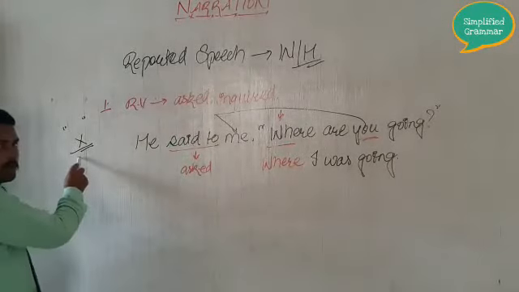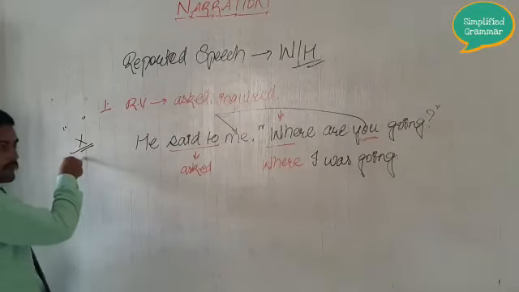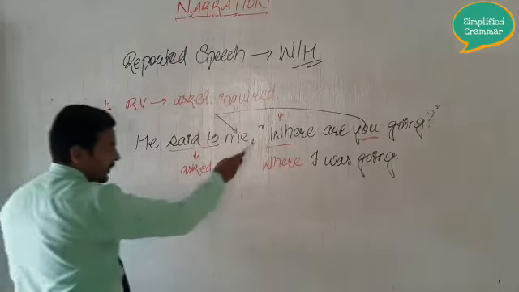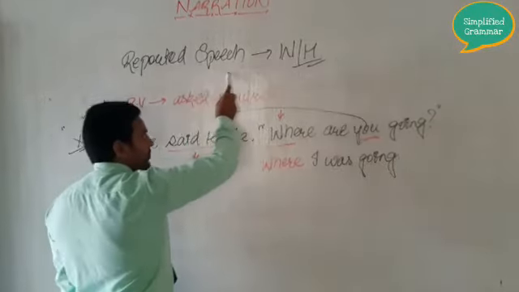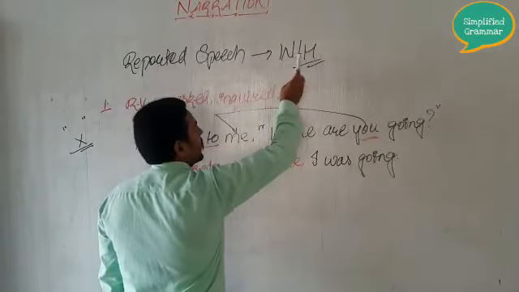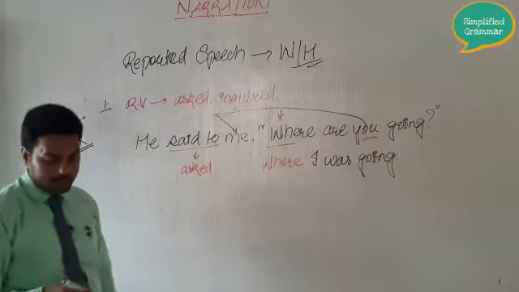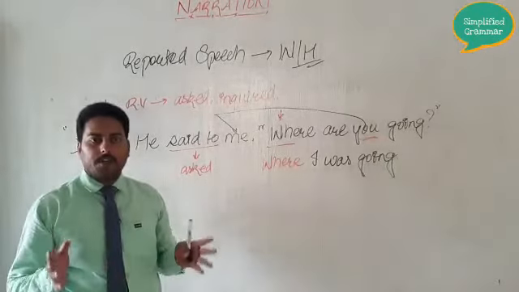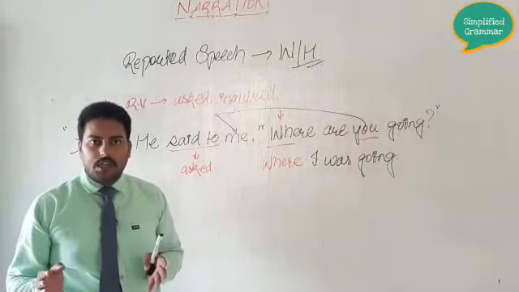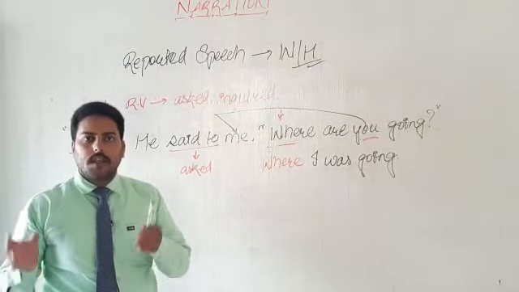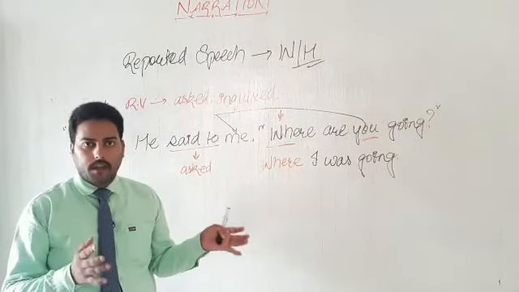We do not need to use any kind of conjunction here when your reported speech is beginning with WH words. I hope this is clear to you all. So I am sure you understood in this class how to change interrogative sentences from direct to indirect speech.